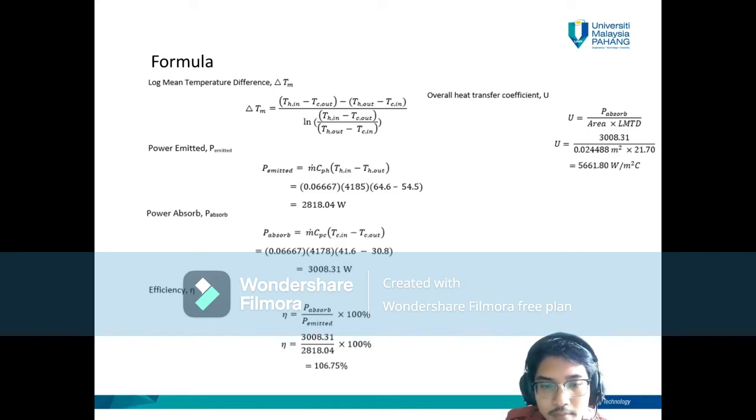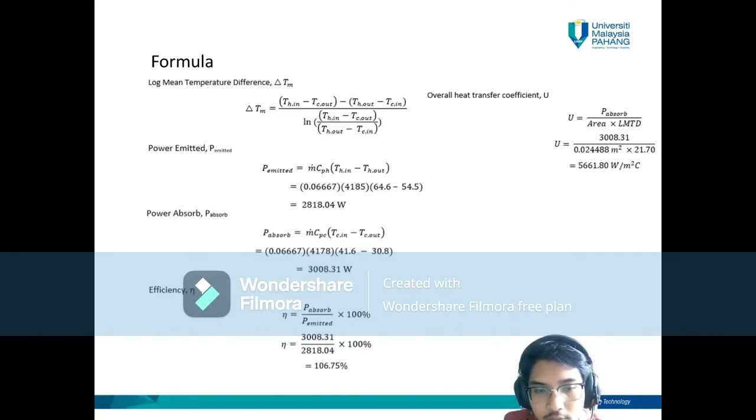For the power absorbed, we use flow rate times by CPC, which is another constant, times by TC in minus TC out. And also, these are the examples of the calculation using the formula.